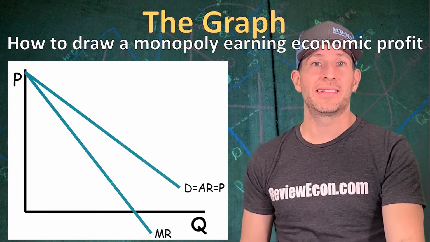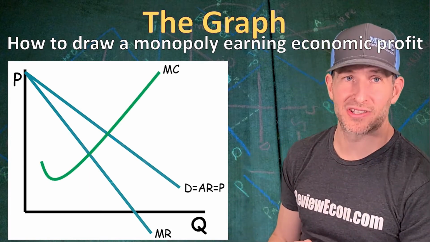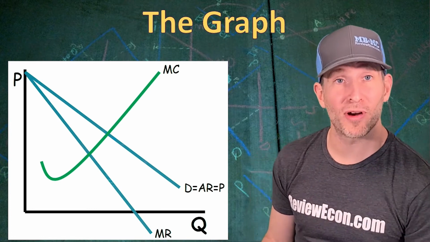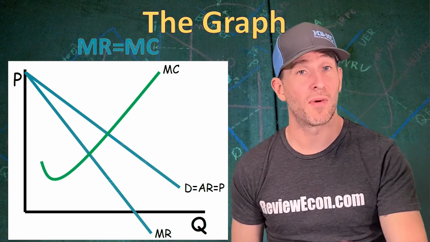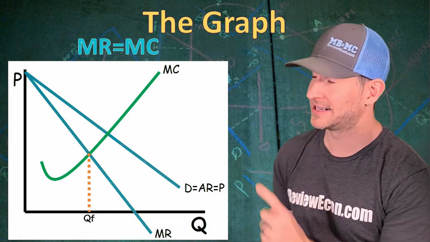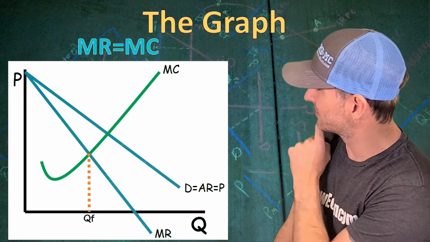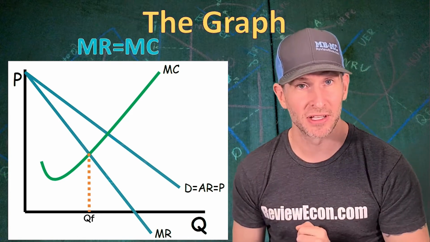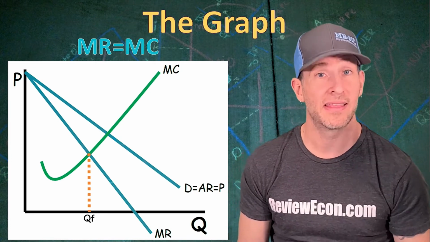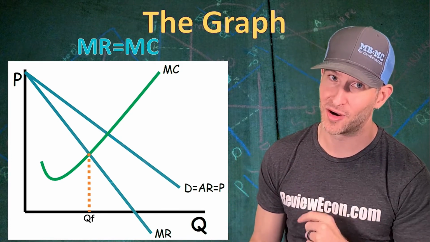And now we're going to add in that marginal cost curve. It looks like a Nike swoosh. The next thing we're going to do is find the profit maximizing quantity. That is where marginal revenue equals marginal cost. It is where that marginal revenue curve intersects that marginal cost curve, drop down below, and that gives you the quantity that this firm, profit maximizing firm, will produce.